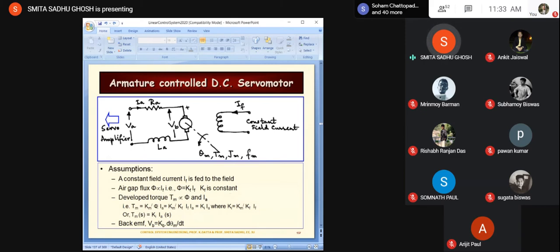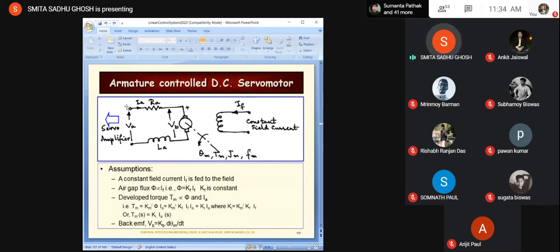Of course, Ki will have the proper units. So you have the torque on this side and the current on that side. So it's going to be Newton meters per your current, that is amperes or whatever unit you have over there. So that will be the unit of Ki. Now, this hence is the equation for the torque developed in terms of the armature current.